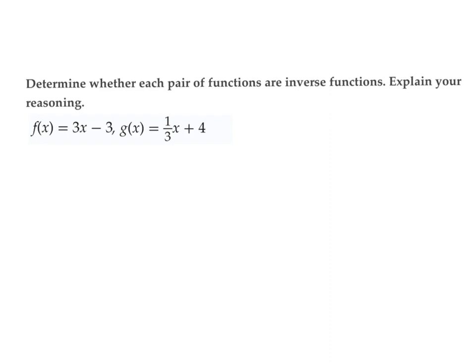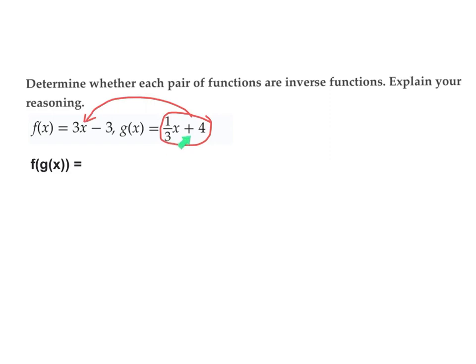So my first move is to find f of g of x. So go ahead and find f of g of x. So if you remember, what this means is we're taking the entire function g and we're putting it into f. So what that means in this problem is all of this, which is g, is going into everywhere there's an x in f. Okay? So you're just going to replace this x with 1/3 x plus 4 and then simplify it out and see what you get. Okay?